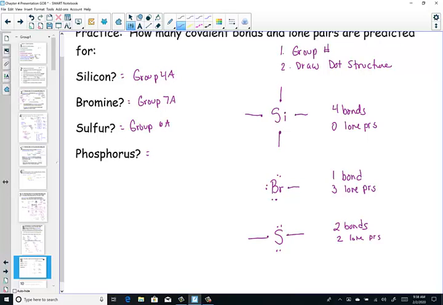And finally, phosphorus. Phosphorus is the elemental symbol P. It's in group 5A, just like nitrogen. Phosphorus with its 5 valence electrons. I can see 3 open spots for bonding. And it has 1 lone pair. So that's the challenge there, is just trying to recognize how many bonds, how many lone pairs, with the goal of getting these atoms to an octet, except for hydrogen, who only wants 2 electrons to be like helium.